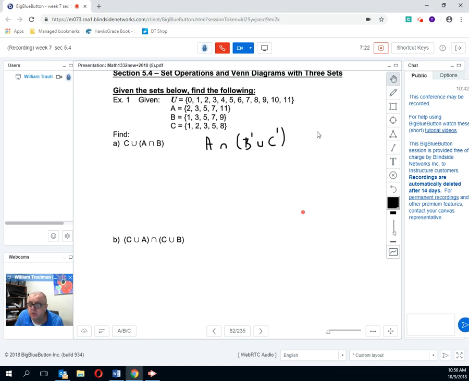Okay. So first we're going to do the parentheses. However, this symbol right here means not. Things that are not in B. So we're going to do not B and not C. So let me do a not B and show you what that set equals.